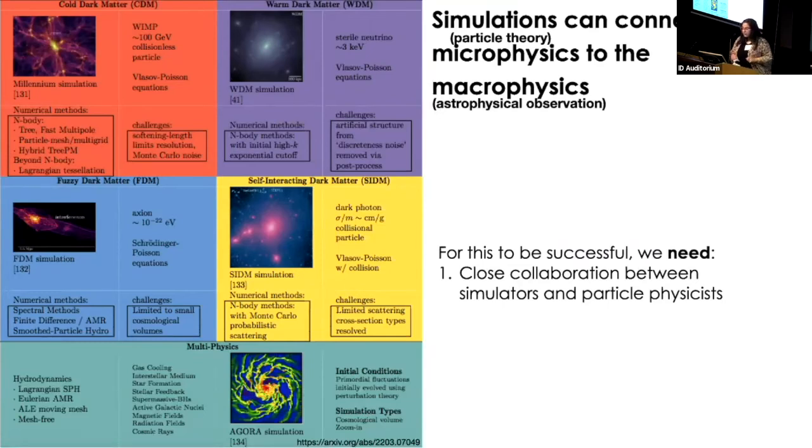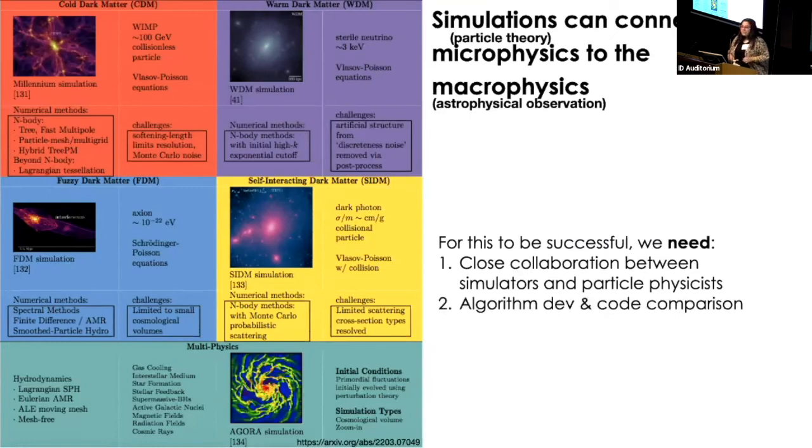So I wanted to go through some of these needs. As I have emphasized, we need close collaboration between us as a simulation community and the particle physicists. We need to be working together to develop the algorithms so that they accurately represent the dark matter physics. And we need to do this across different codes so we can validate our results with code comparison tests. Like we've been validating the baryonic physics with things like AGORA, we need to do something similar with the dark matter.